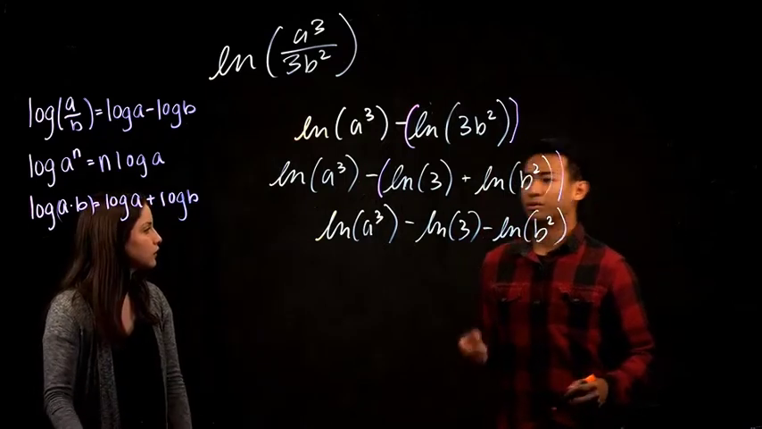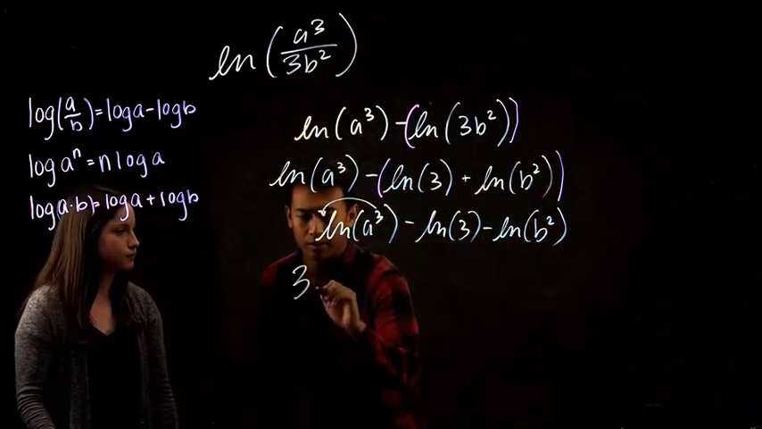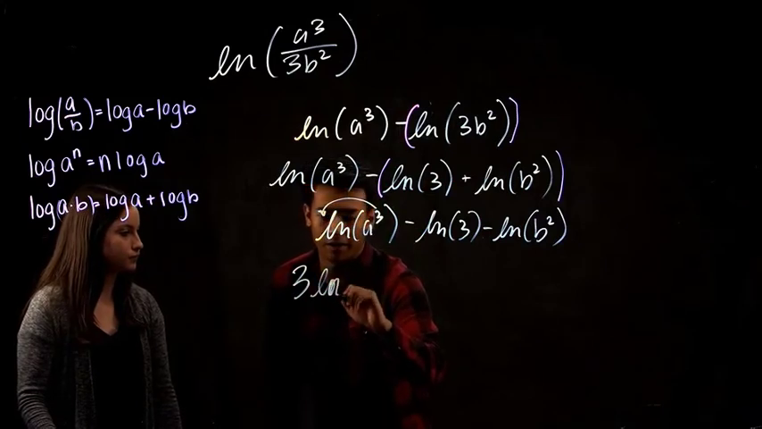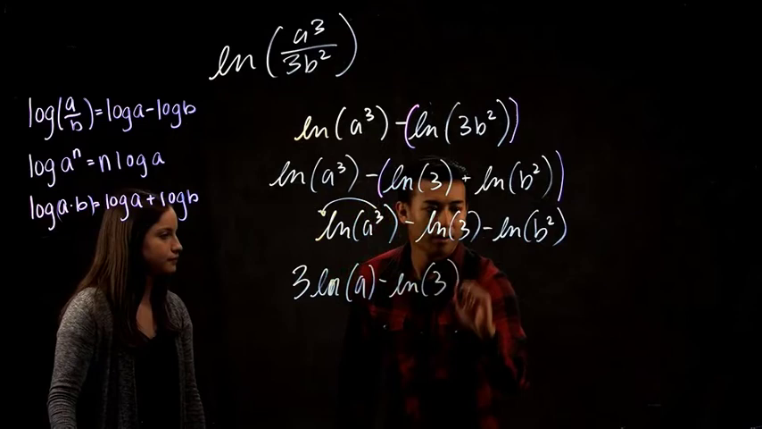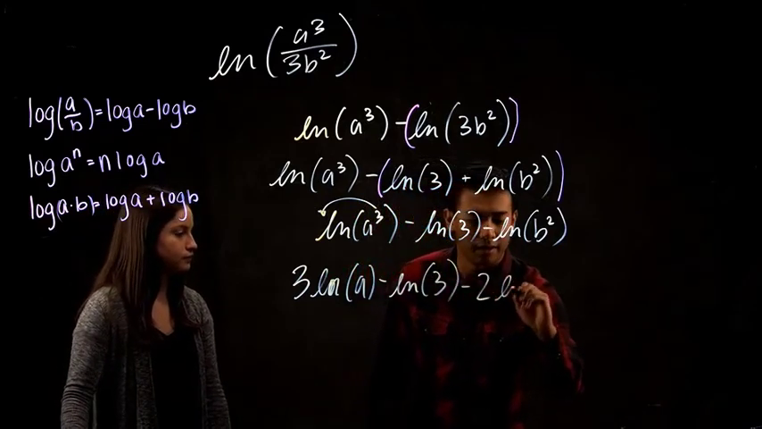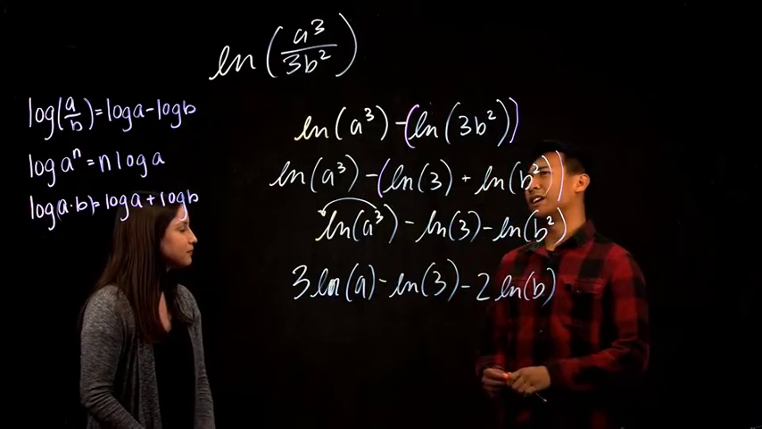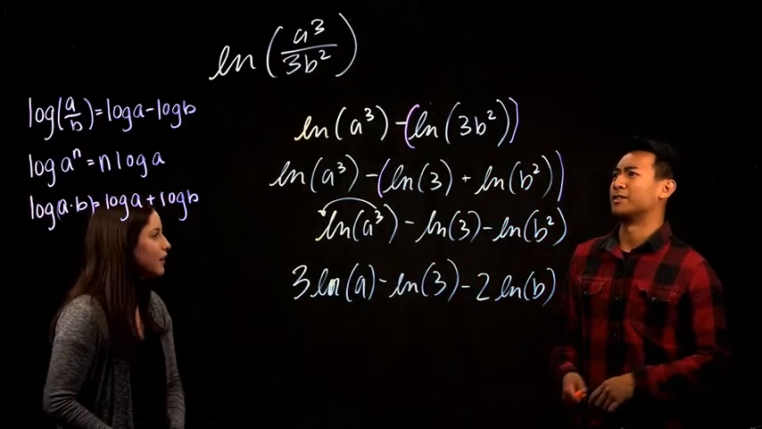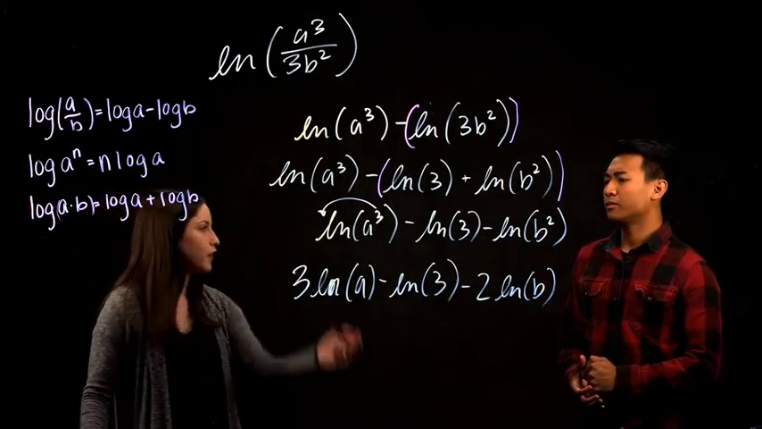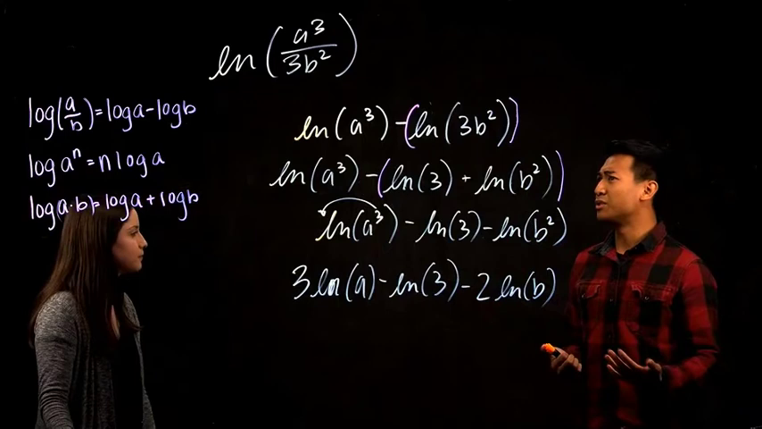Okay, so now it looks like the last step to do is the power rule. I'm just going to take these powers and bring them to the front. So I'm going to have 3 ln of a minus ln of 3 minus 2 ln of b. Awesome. Now that I look at it, it looks a lot cleaner. Imagine if I had to take the derivative of that first one. Oh wow, that would be horrible. But now that we have this, it'd be so much easier. Yeah, because for that one, I would have had to use chain rules and quotient rules.